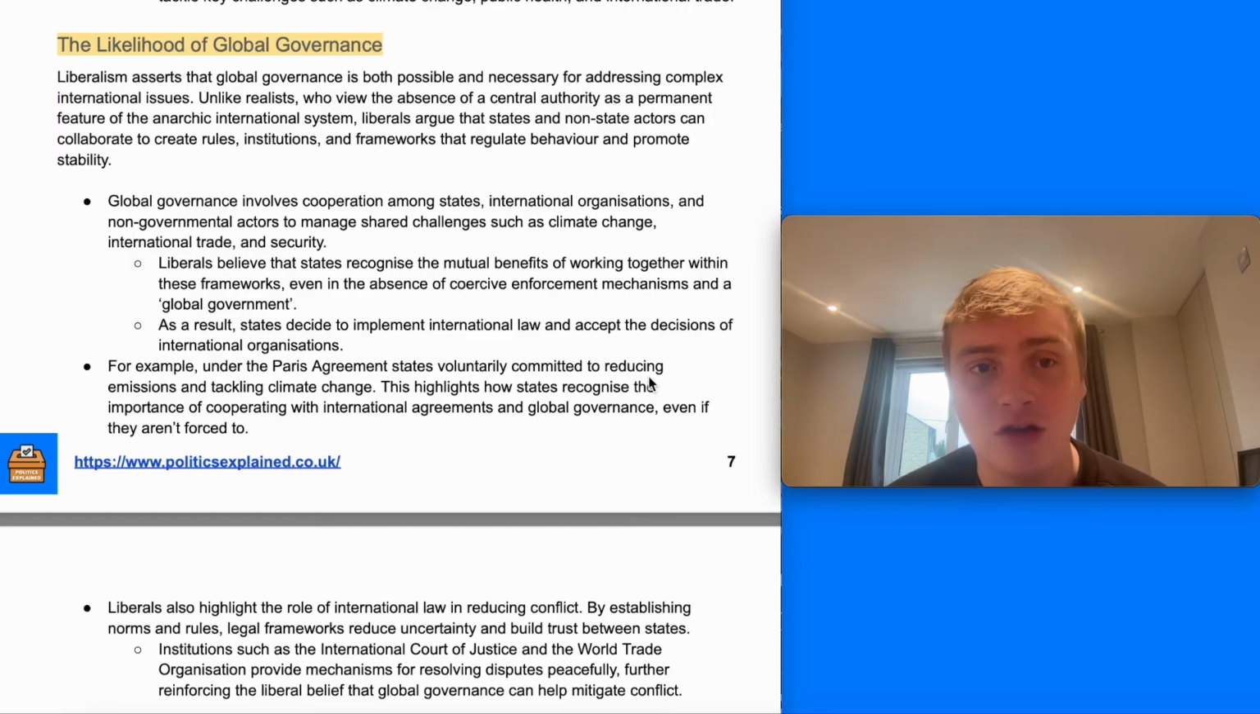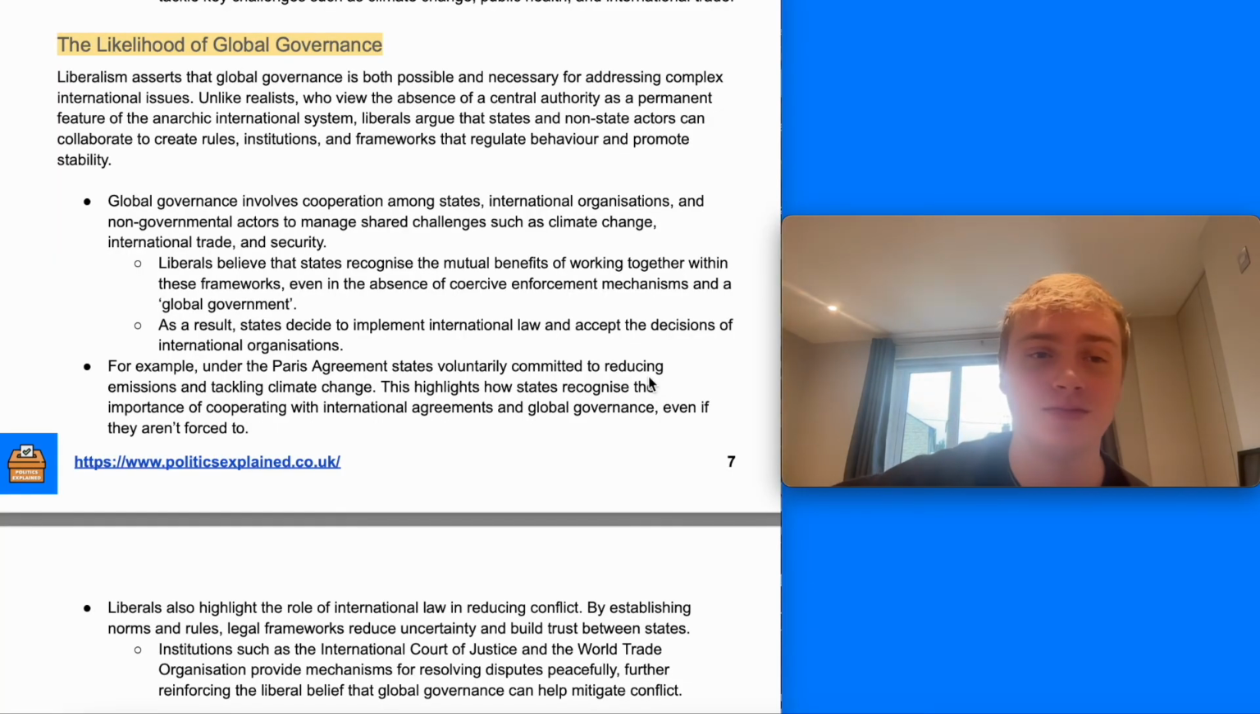Realists view the absence of central authority as a permanent feature of an anarchic international system and argue that intergovernmental organisations have very little power. So there's no real global governance that has any power for realists. Liberals really disagree and argue that states and these non-state actors can collaborate to create rules and institutions that regulate behaviour and create a stable international system.